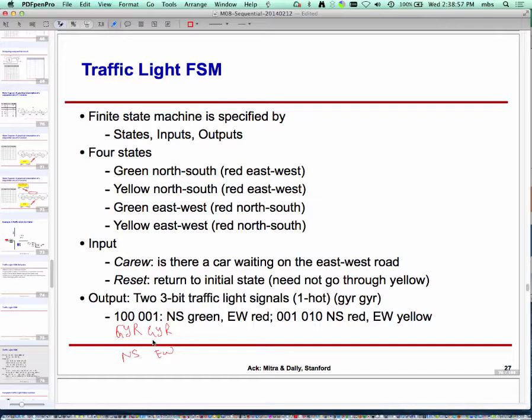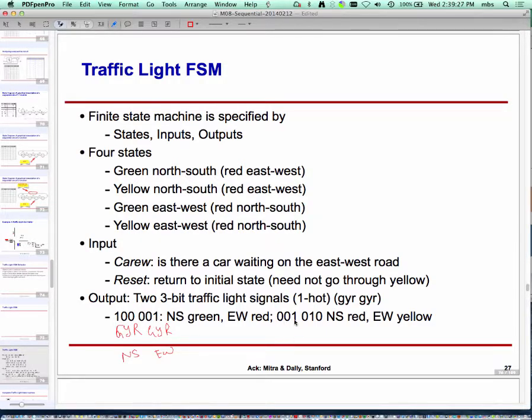Okay, so I could have encoded it more compactly instead of using 6 bits, but then I would need a decoder on the light side. If you think about how these lights would be designed, they'll typically be a light bulb, and you'll have a switch that you can control, a relay, for example. So it makes sense to just have 1 wire for each light bulb. So I have 6 wires going 1 to each of the light bulbs. So in this case, 100001 is saying north-south is green, east-west is red.